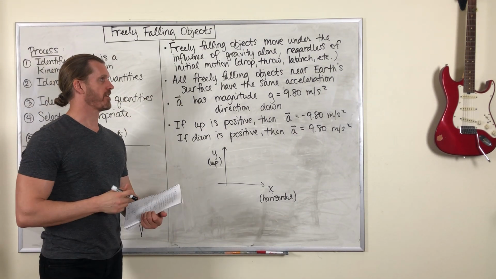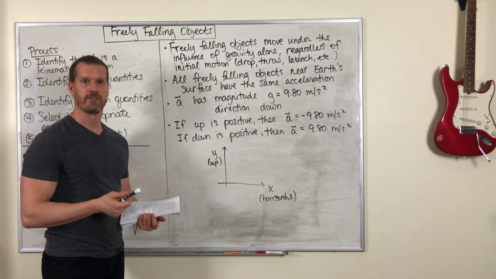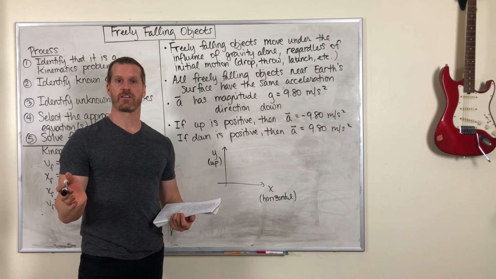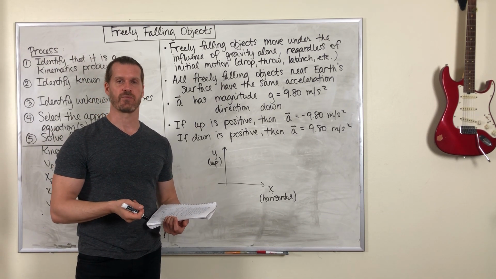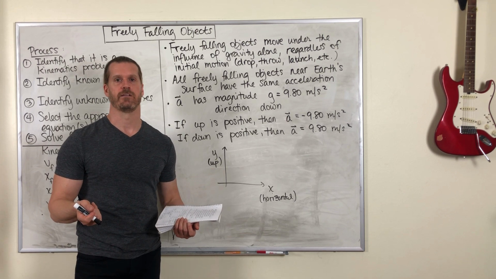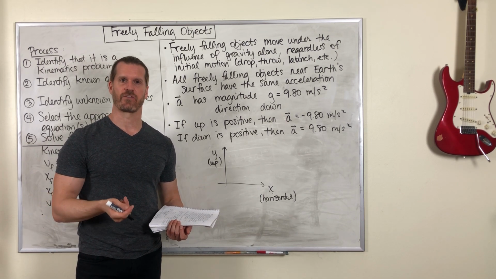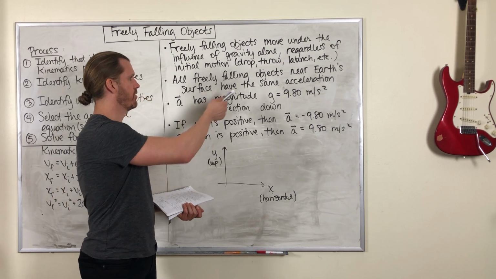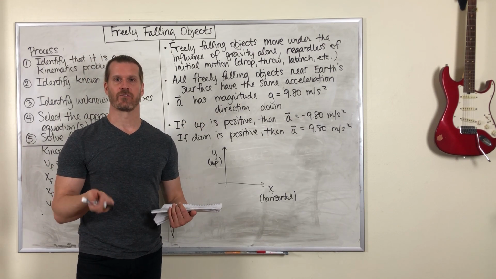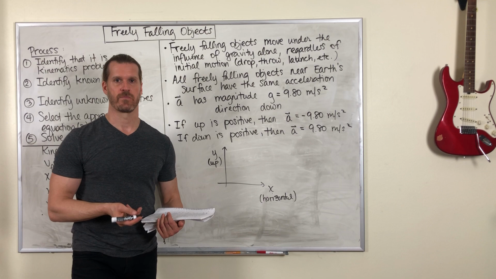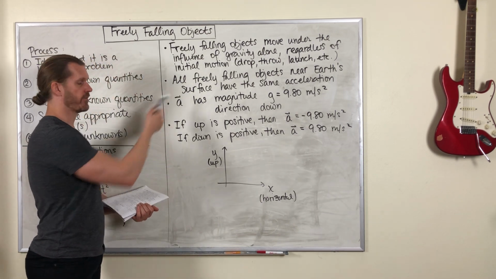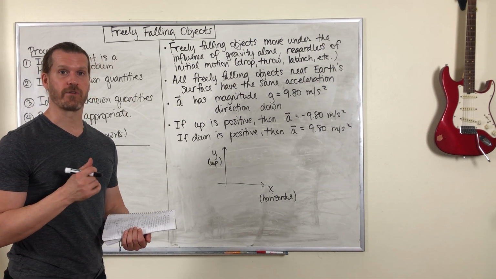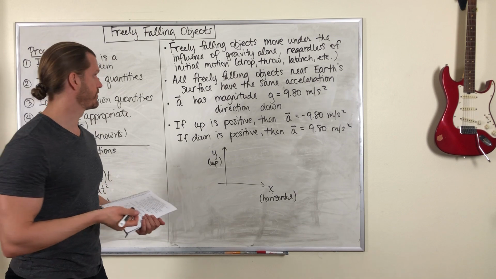Now, all freely falling objects near the Earth's surface undergo the same acceleration. When we were talking about cars accelerating in the previous examples, that acceleration is caused by the friction of the tires against the road, which ultimately is produced by the engine of the car. Now, this acceleration is coming from the gravity force between the object and the Earth. And it turns out that when you're near the surface of the Earth, every object, no matter how big or small it is, experiences the same acceleration.